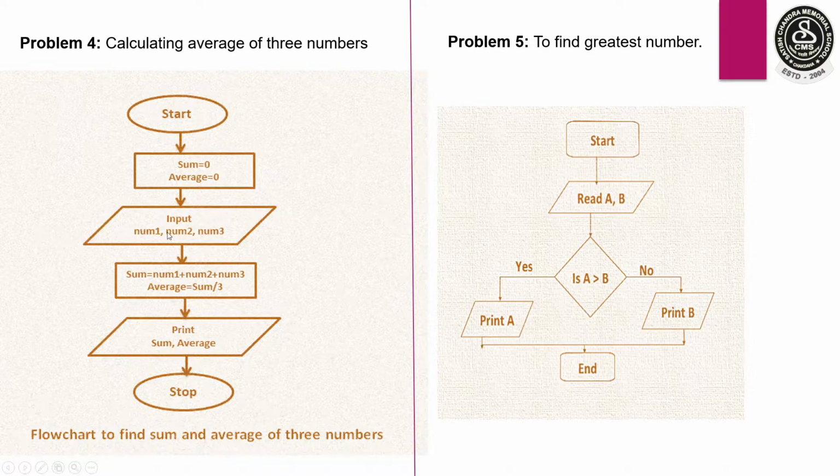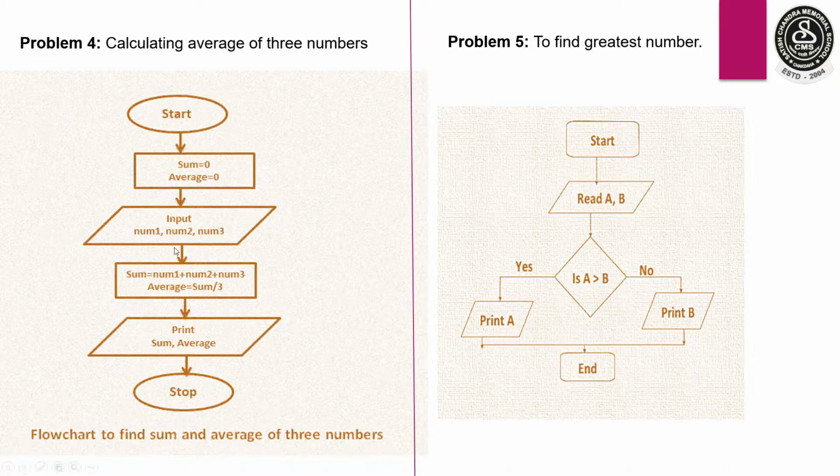Next is input num1, num2, num3. That means the computer is taking the input from the user. Next is the process box. We all know how to calculate the average. Sum equals num1 plus num2 plus num3. And the next step is average equals sum divided by 3. That means the result of the summation divided by 3. So that is the thing.